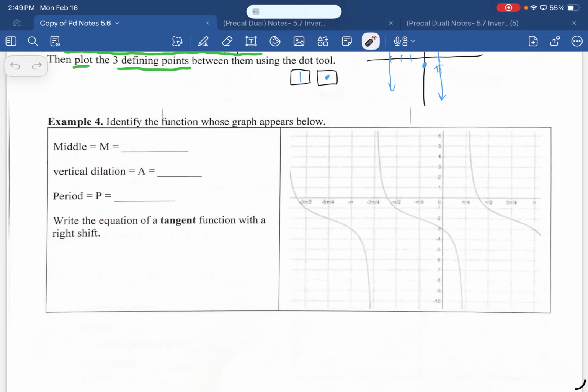Whichever one in the notes that you think is going to be most helpful. I'm going to go with the vertical asymptotes, but if you like the points better, that's fine.